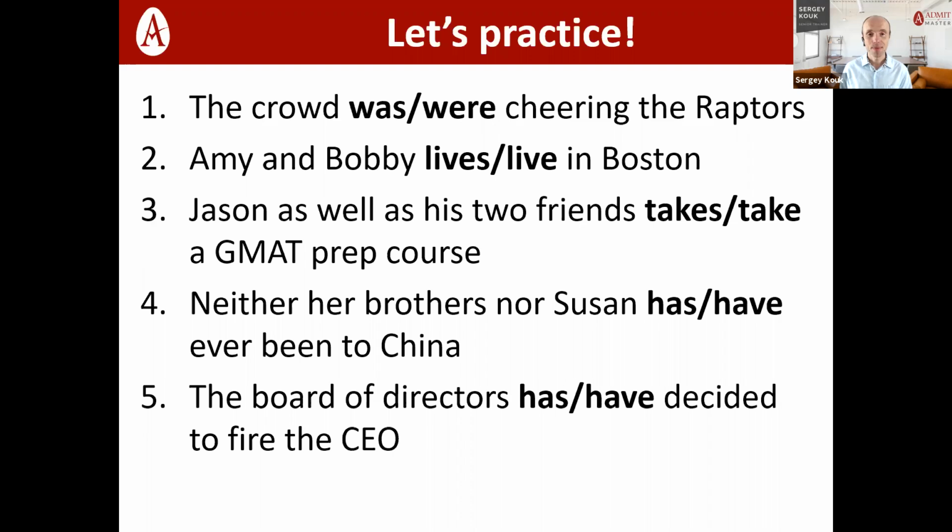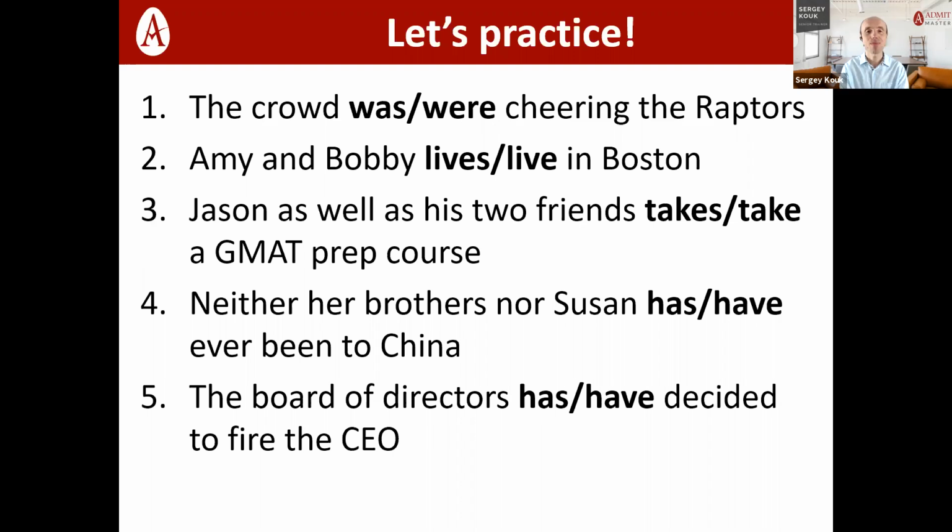It's a unique word. Very strange. As well as is not the same as and, even though we very often use it as and. So that is why the subject here isn't Jason as well as his two friends. The subject could be Jason or the two friends. And I think it's quite obvious that it's Jason, because as well as his two friends is actually what's called the modifier phrase. It's simply describing Jason. Normally it would be separated by commas, but it doesn't have to be. What's important here is that the subject is just one of them, and it is Jason. And because Jason is one person, Jason takes a GMAT prep course. I know that sounds terrible, but grammatically, that's correct. All right, let's keep going.